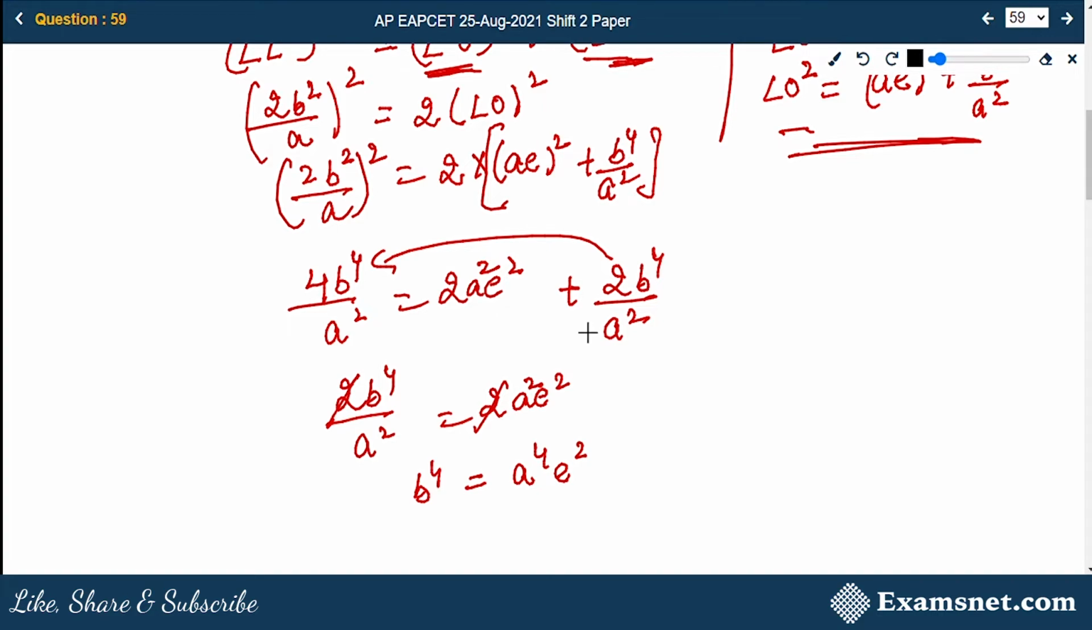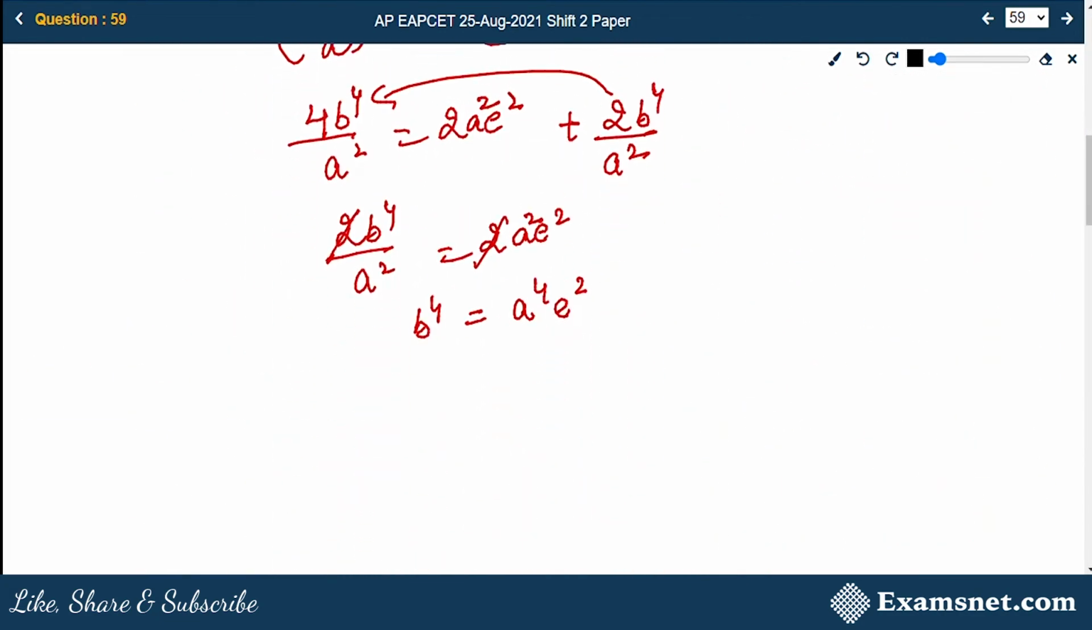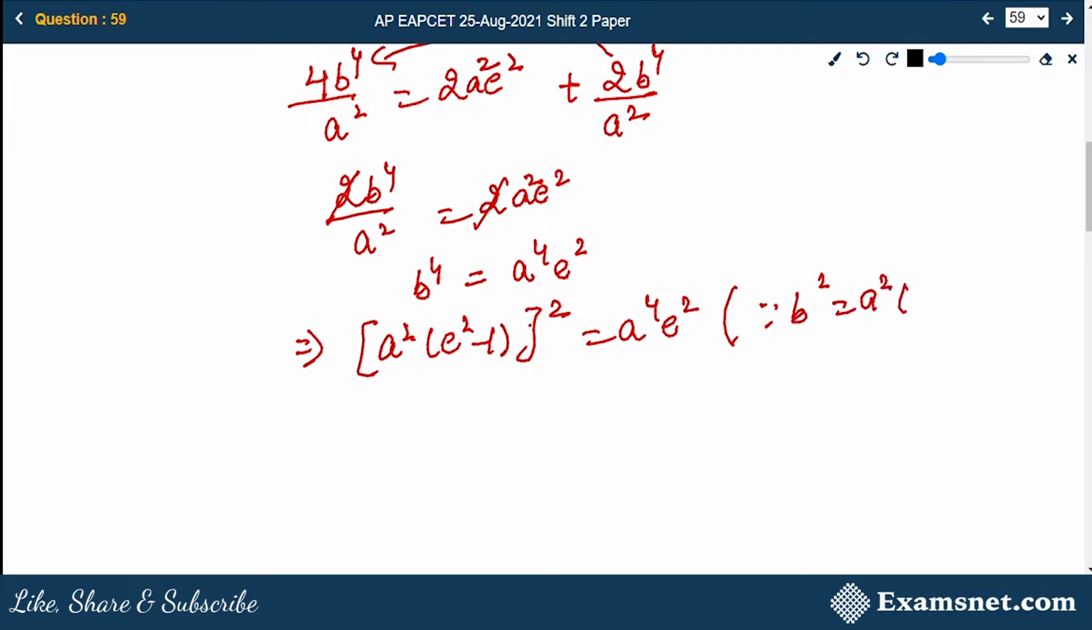right? So you know the formula for the eccentricity. The eccentricity has this formula. I'll use it over here. So this will become b raised to power 4. This will become a square into e square minus 1 whole square is equal to a raised to power 4 e square. Why? b square was equal to a square into e square minus 1. So you will have a raised to power 4 into e square minus 1 square is equal to a raised to power 4 e square, right?